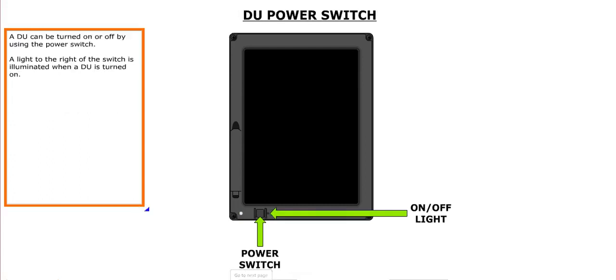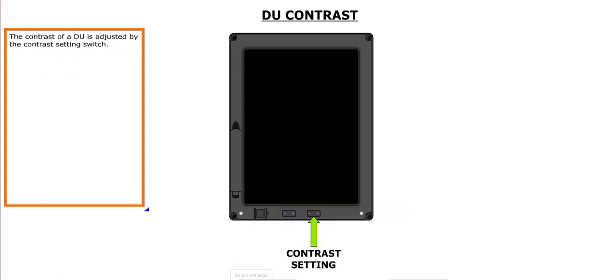A DU can be turned on or off by using the power switch. A light to the right of the switch is illuminated when a DU is turned on. The contrast of a DU is adjusted by the contrast setting switch.